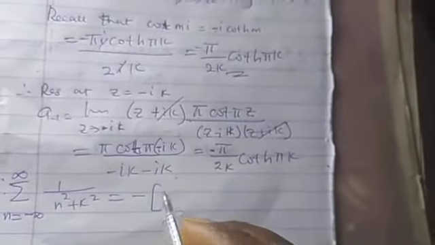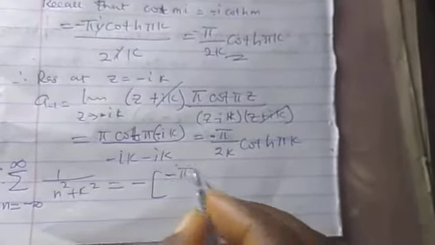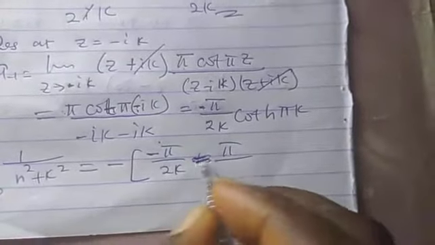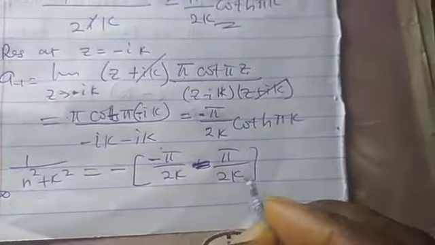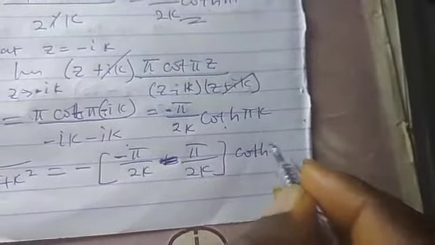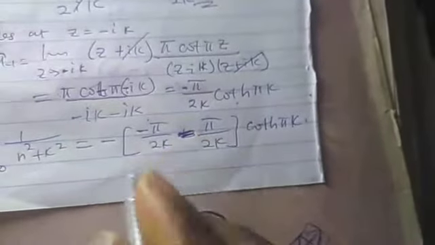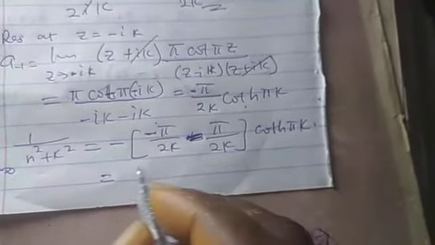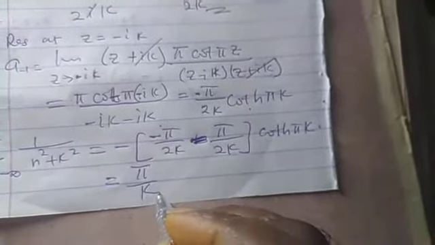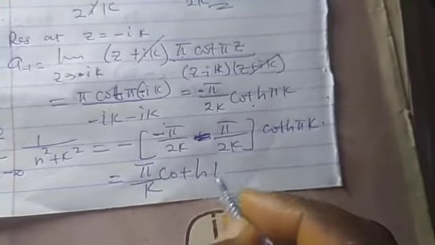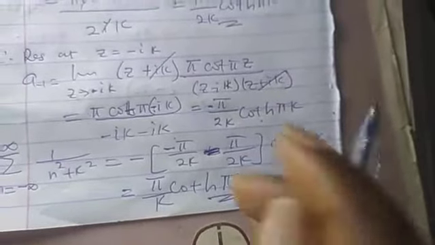Minus the sum of the residues. So the residues are minus pi over 2k plus pi over... the second one is also minus pi over 2k, but both of them have coth pi k. So this cancels this, minus cancels the whole thing, and this will give me pi over k coth pi k, as required. So that is what we are asked to show here.